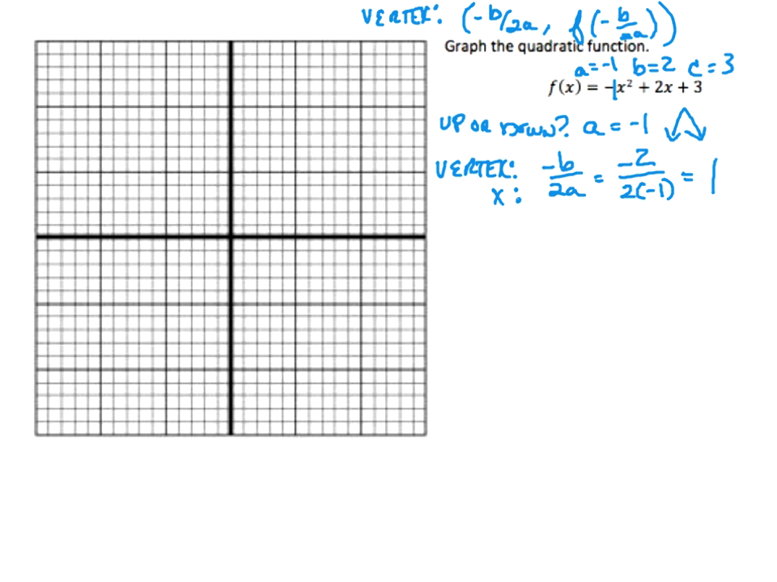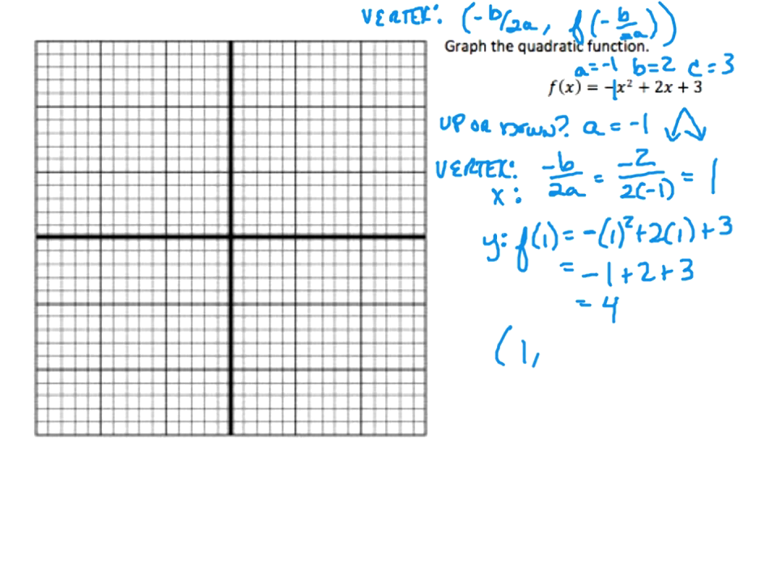And then to find the y-coordinate, I just plug it in to the function, f of 1. So negative 1 squared plus 2 times 1 plus 3. 1 squared is 1, but it's negative. So negative 1 plus 2 plus 3 is 4. So I find out that my vertex is (1, 4), which I could go ahead and graph if I wanted to. It's right here.